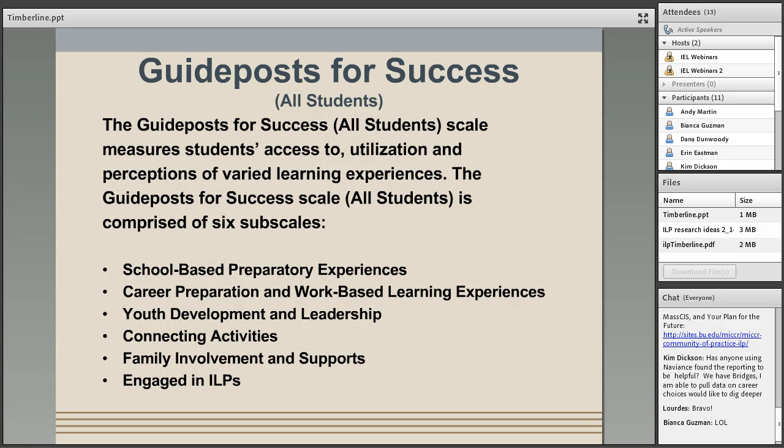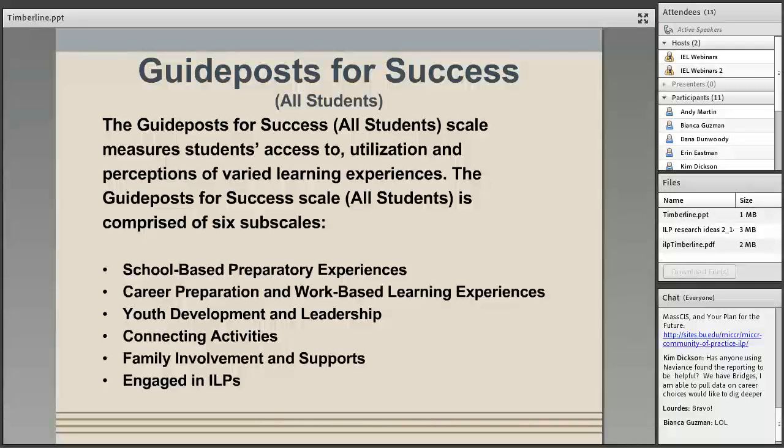I mentioned this earlier when we were talking about that path analysis, and it had the quality learning experiences. That comes from a national transition framework called Guideposts for Success. The first 5 of these, based on child development literature, are the areas that all youth need in order to successfully transition from secondary education into adulthood.